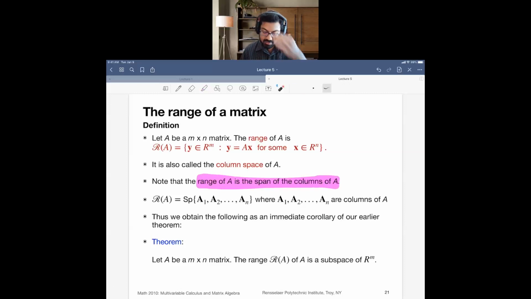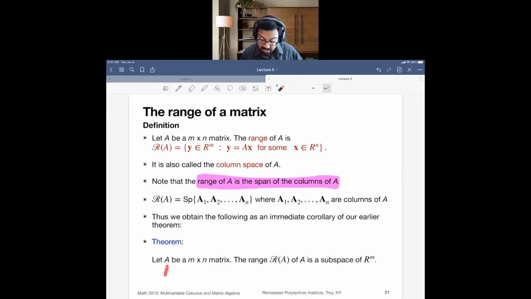So a few ways we are saying that, right? Range of A is the column space of A, is also the span of all the columns of A, linear combinations of columns of A. So range is the span of the columns, A1 through AN, where A1, A2, A3, and so on are the columns of A. Thus we obtain this corollary.